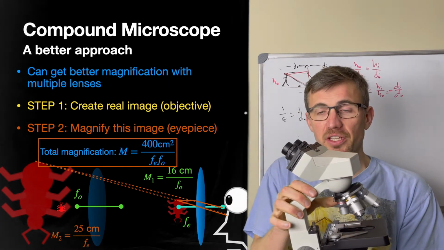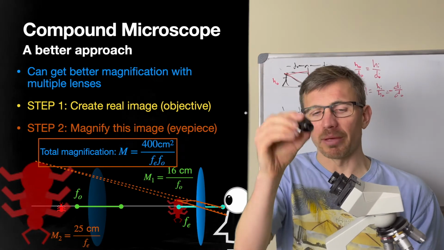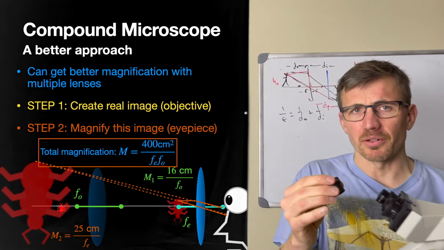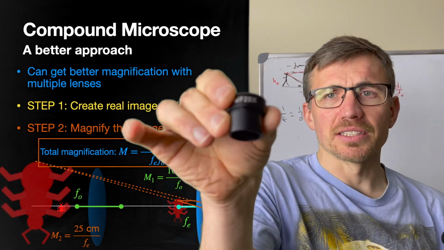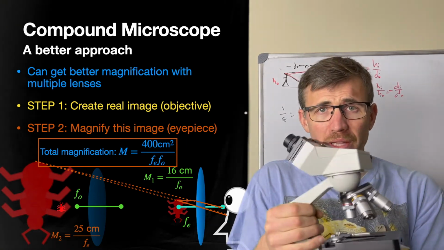These objectives are very tightly focused lenses, and the eyepieces are just simple magnifiers, okay? Let's try to pick apart this. I don't know if you guys can see this. This says it's a 20 times magnification. What is the focal length of this magnifier?